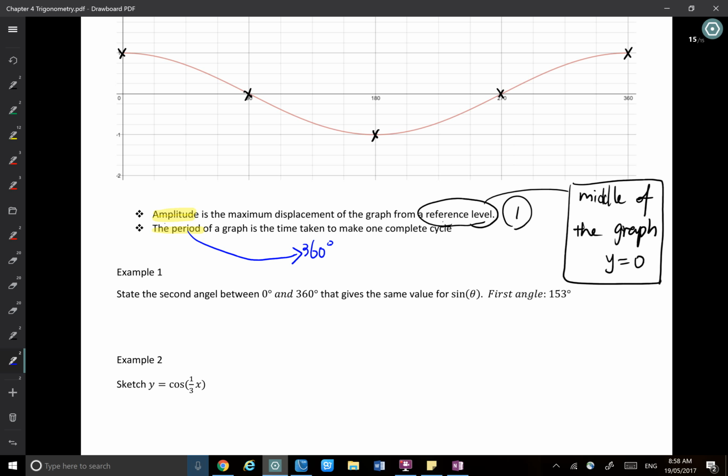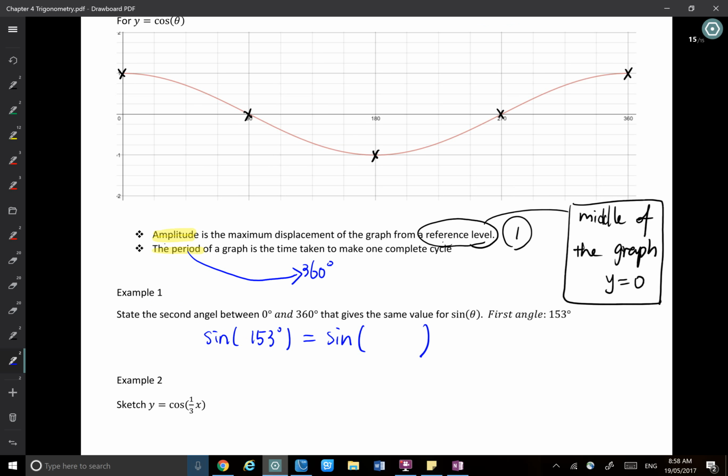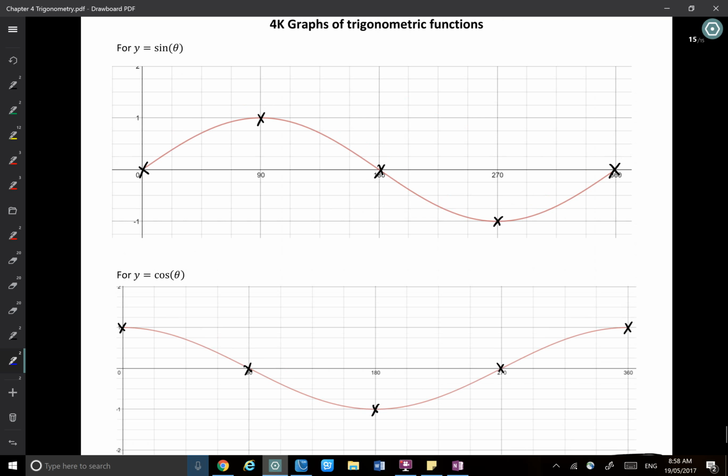Okay, state the second angle between 0 and 360 degrees that gives the same value for sine theta. I'll give you a hint: the first angle is 153 degrees. So basically I want to know sine 153 degrees equals sine what? Let's go and have a look at the sine graph.